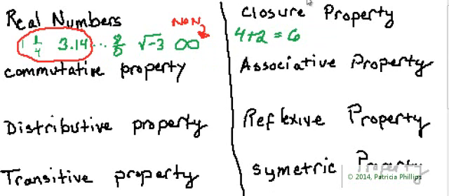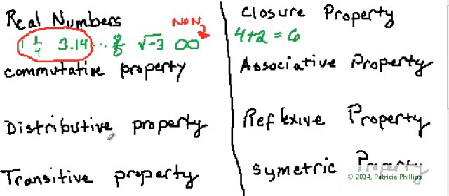Okay, so first of all, the first property is the closure property. And it simply states that the sum of any two real numbers is a real number. For example, 6 over here is the sum of 4 plus 2. And we know it's a real number simply because both 4 is a real number and 2 is a real number. And that's it.